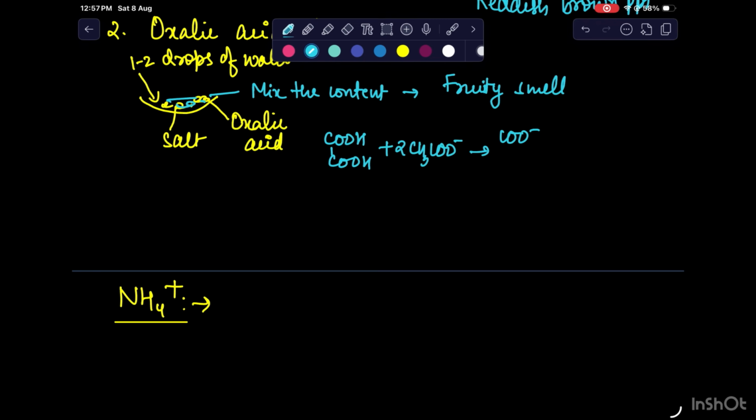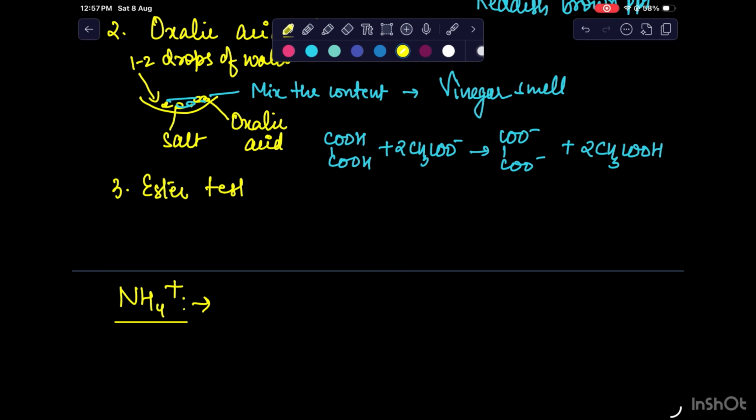So basically oxalate reacts with acetate, and then acetic acid will be formed, and hence you will observe a vinegar smell. The third test is the ester test.